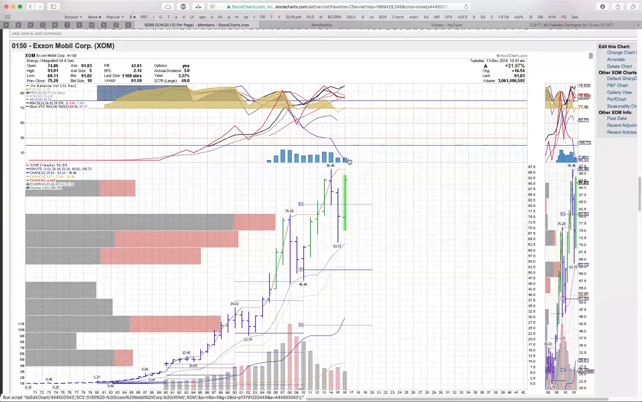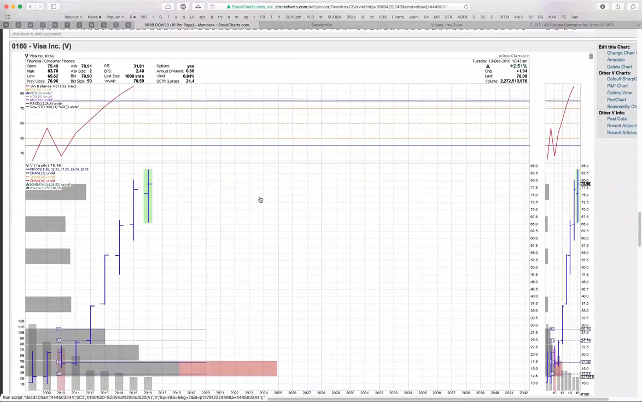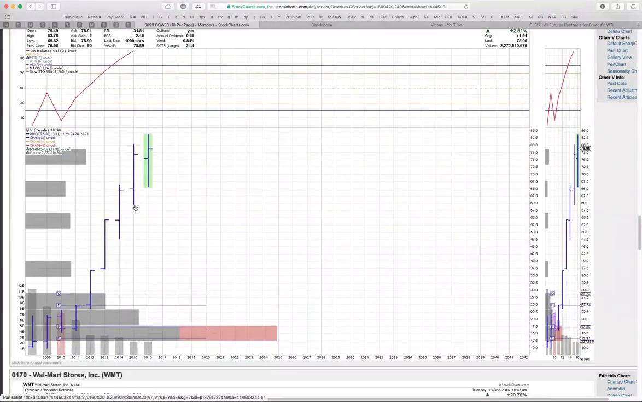ExxonMobil, well, maybe ExxonMobil will swing higher and it will become the number one cap company again. I believe we're fighting with Google kind of thing. Visa, you got me on this one. All I know is when these things come IPO, this actually looks like a topping pattern right here. So what do we have for Visa? Back into the 30s. So cut in half, which would actually go along with the stock market losing a third to a half.